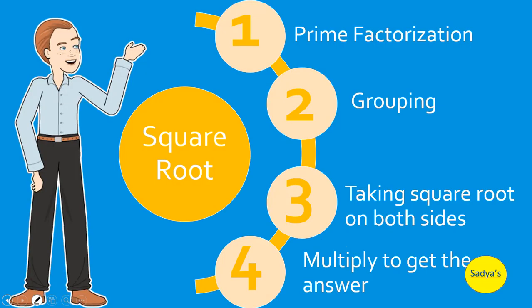So let's recap the method. First step, prime factorization. Second step, grouping into twos. And third step, taking square root on both sides. And fourth step is multiply to get the answer. You can pause the video here and go back through the method again to see if anything is not clear to you. I hope everything is clear.